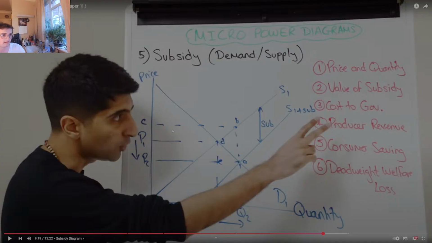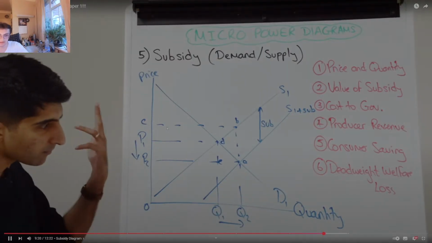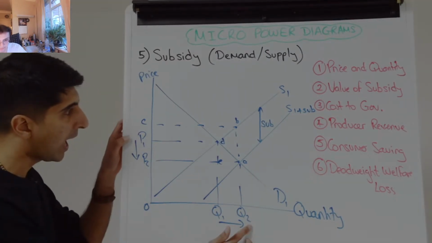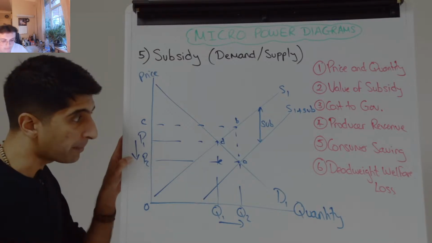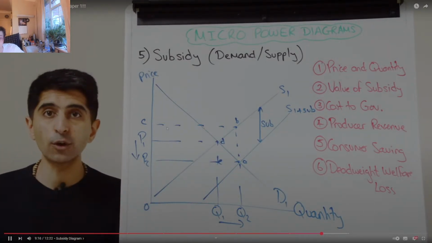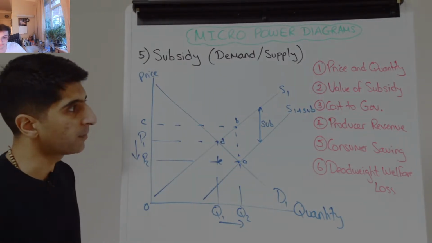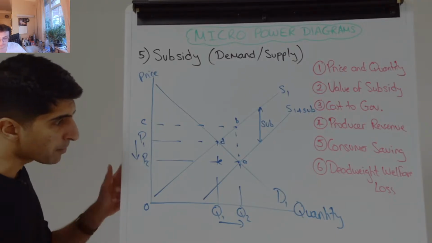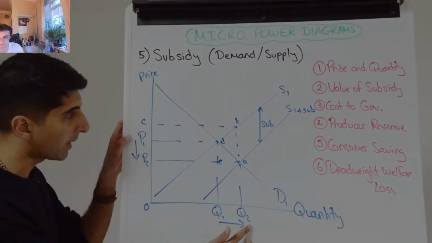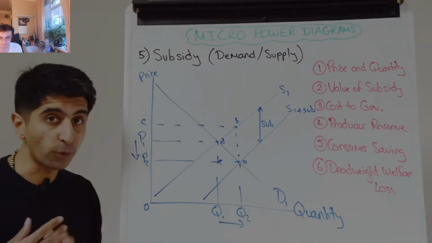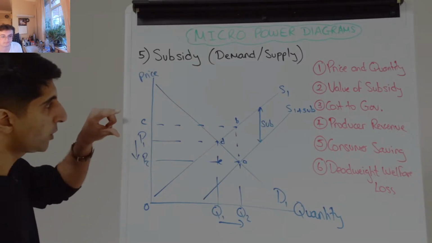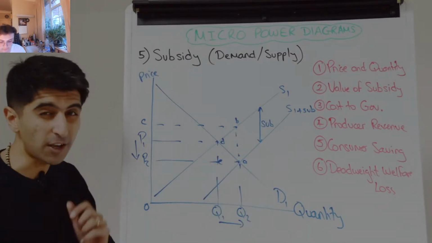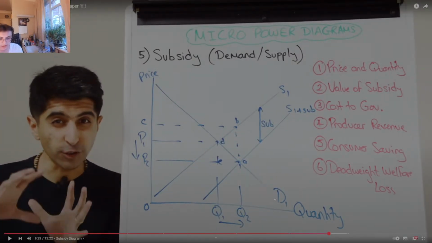P2, right, that makes sense. Producer revenue. Producers are now selling Q2 at a price of P2, fine, but they're also getting the subsidy on top. CDAP2 is the total cost to the government of the subsidy. So producer revenue is CBQ20.